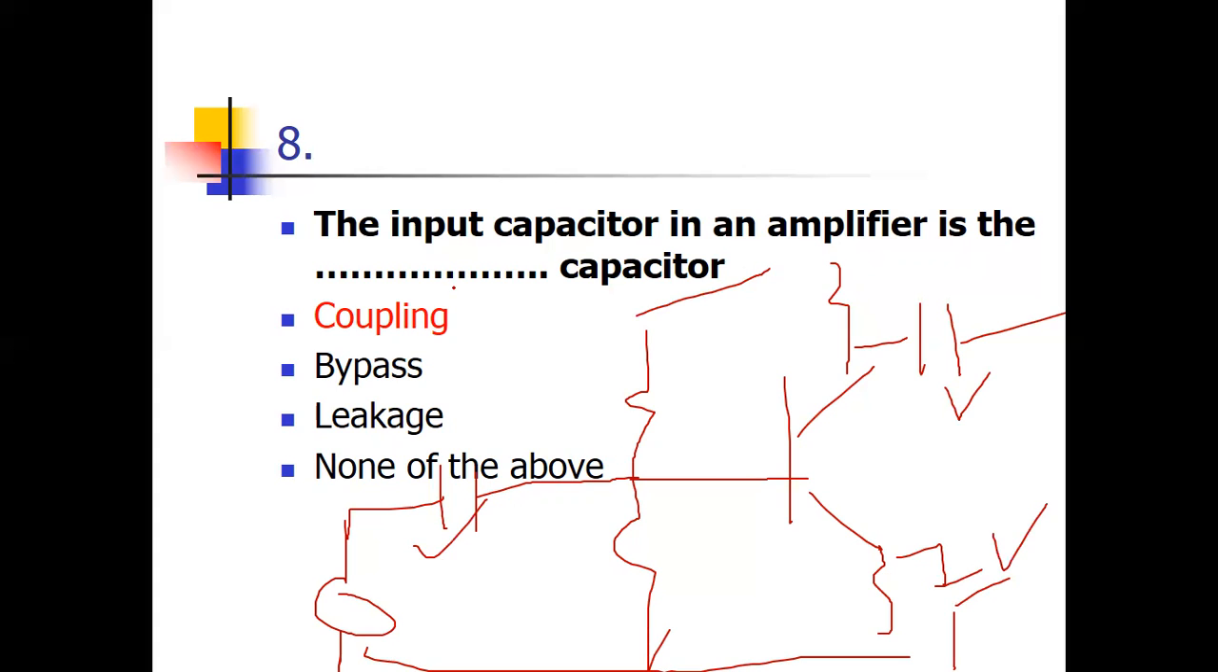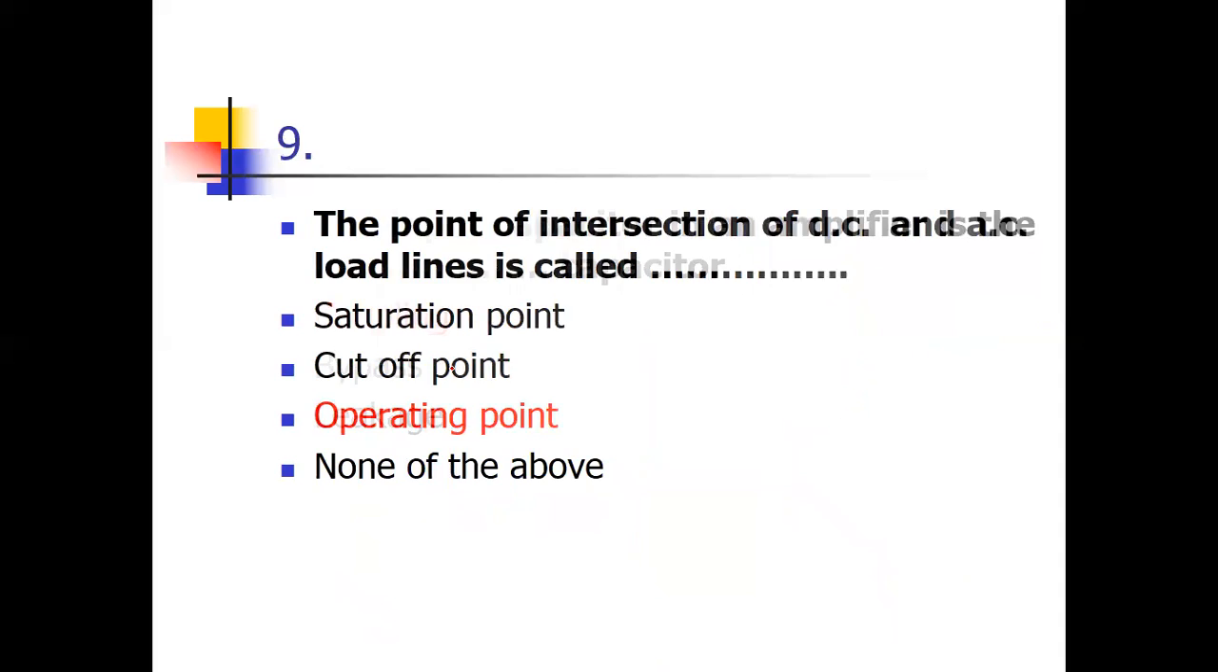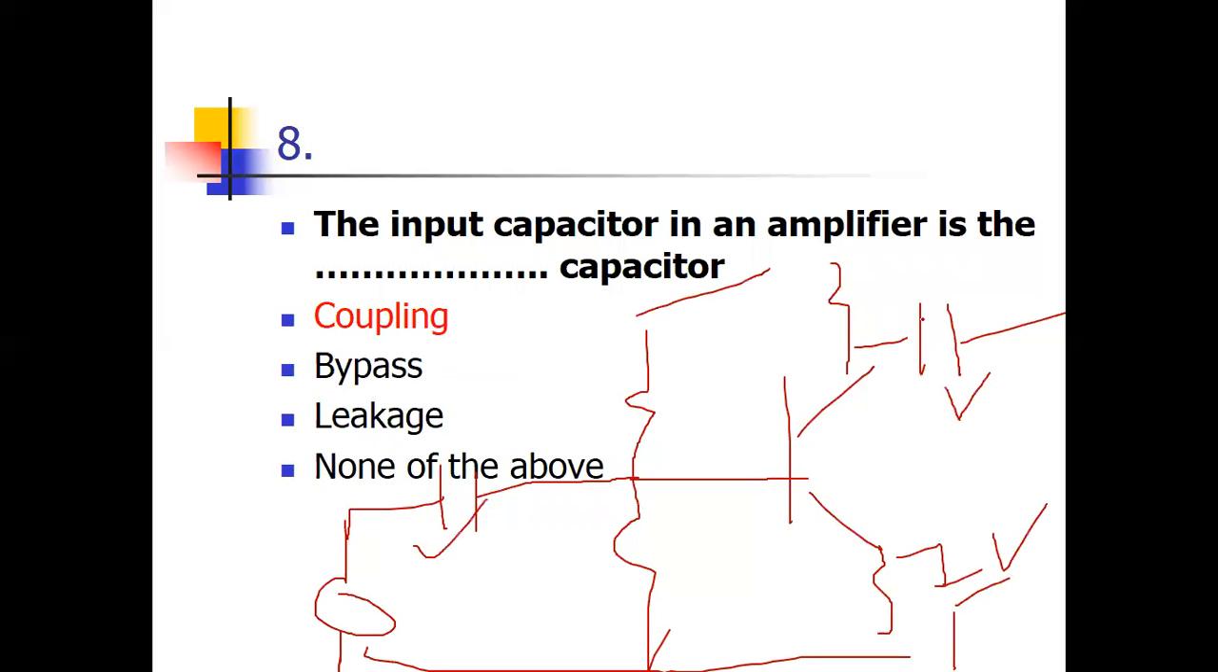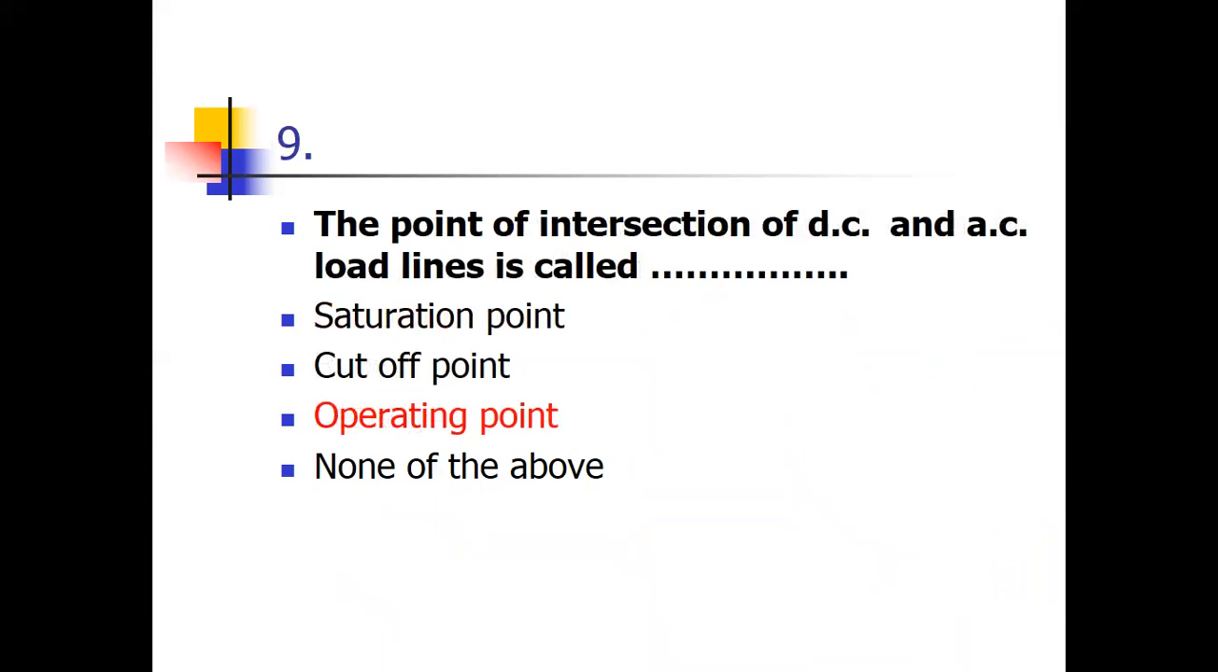So what is asked in the question? The input capacitor in an amplifier is a coupling capacitor. If it is asked about output capacitance, then you can also write coupling capacitance. If it is asked about the capacitor connected to ground, then you will say it is a bypass capacitor. Okay. The point of intersection of DC and AC load line is, see that this is the AC load line, this is your Q point.